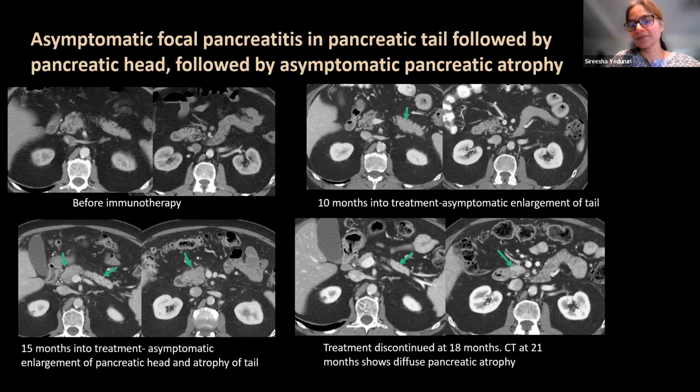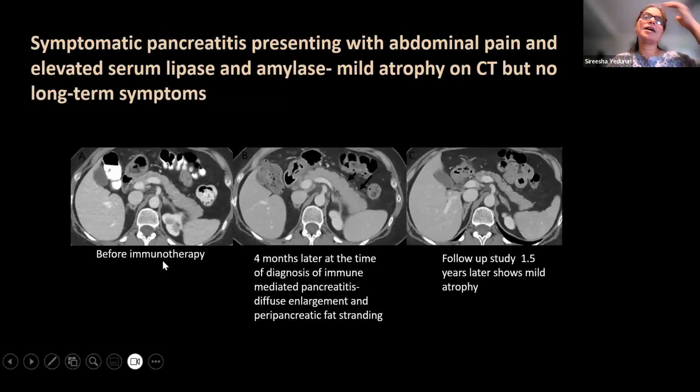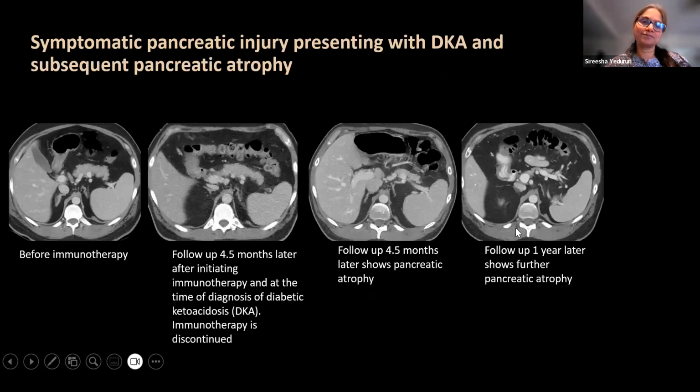But this patient remained asymptomatic throughout. This is a symptomatic patient, a patient presented with abdominal pain, elevated serum lipase and amylase. During the time of elevated amylase, there is diffuse enlargement of the pancreas, minimal peripancreatic stranding, and then mild atrophy. The atrophy may be, unless you do volumetry, sometimes we may not appreciate it, the pancreas still looks normal. But if you compare to pre-immunotherapy, you can see it looks smaller.